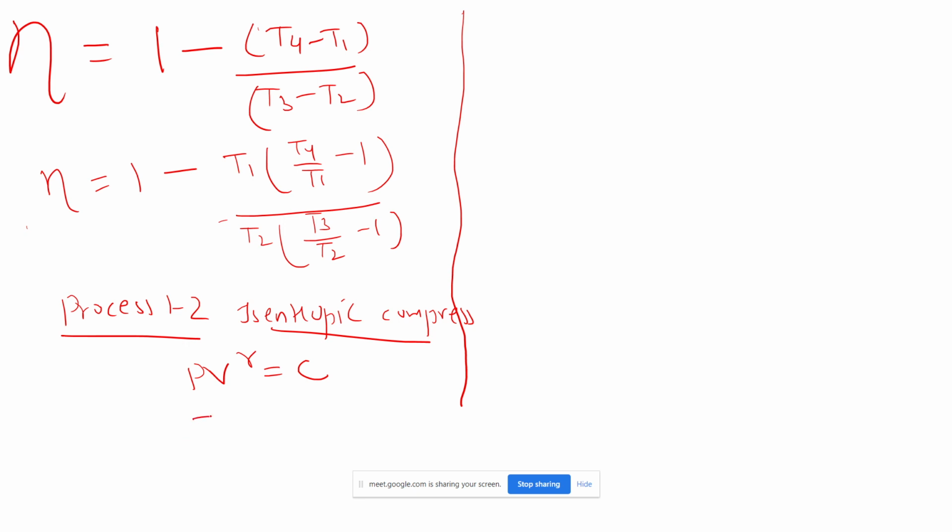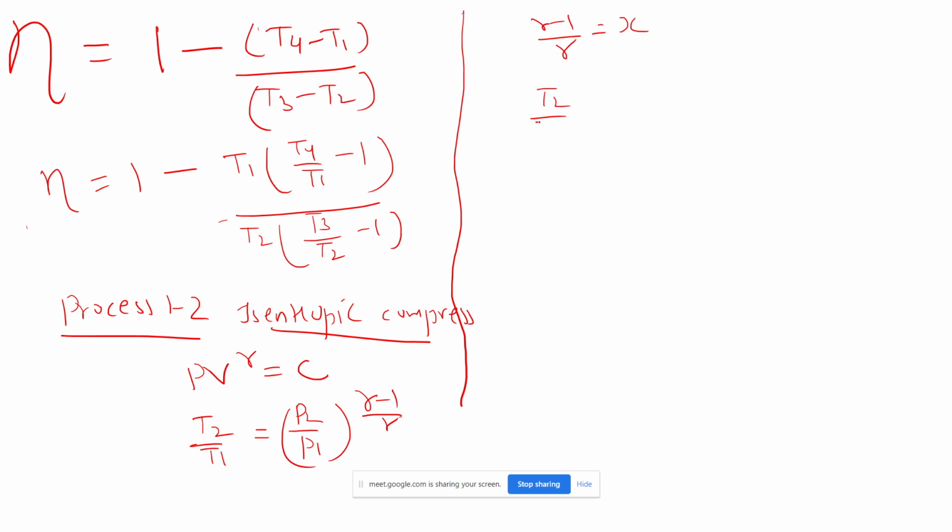T2 by T1 equals P2 by P1, which equals (P2 by P1) to the power (gamma minus 1) upon gamma. Is that okay? Fine for you? Yes. Okay. So here gamma minus 1 upon gamma we can take as a constant, something else, so that it can become easy for us.